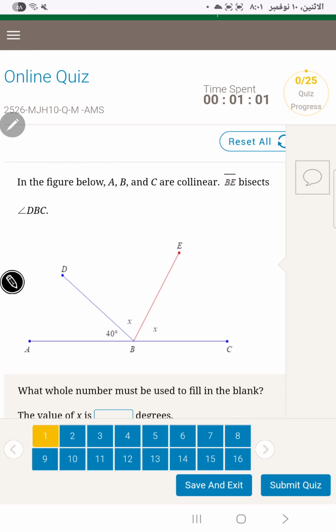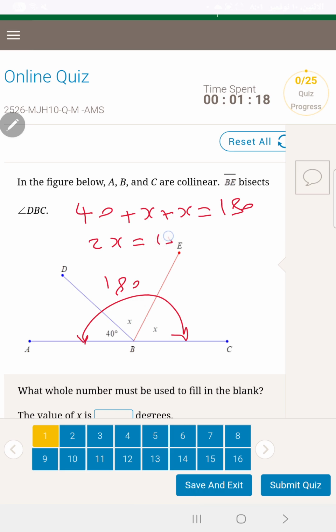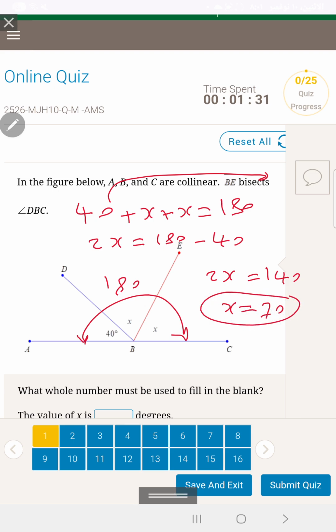Collinear means these angles must all add up to 180 degrees. So these are 180 degrees. To solve it, we can write an equation: 40 plus 2x equals 180. Then 2x is equal to 180 minus 40, shifting 40 to the right hand side. So now 2x is equal to 140, x equals 70, and that is the answer.